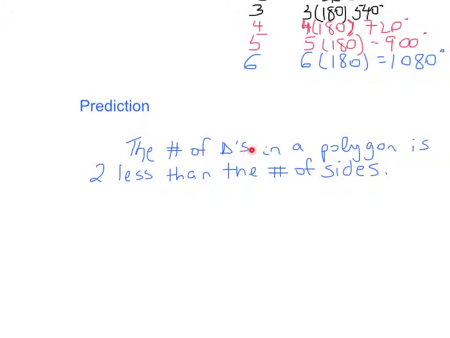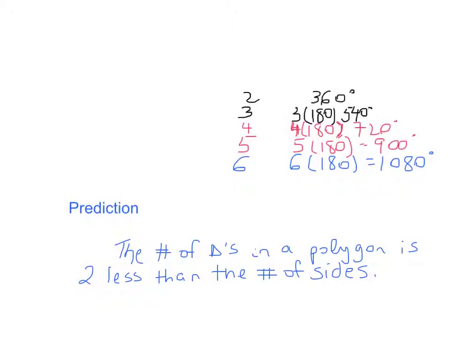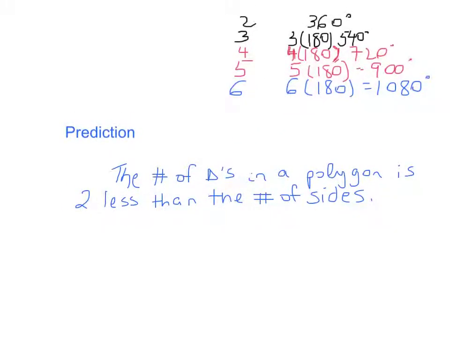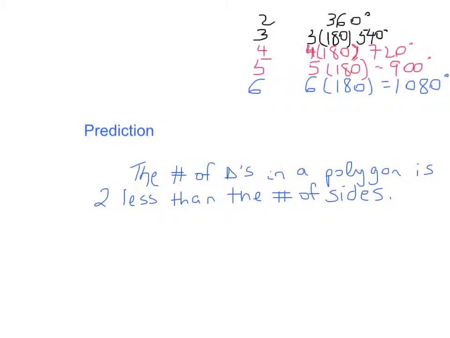So the number of triangles in a polygon is 2 less than the number of sides. Alright, so if we go back up here and we look, we have 1 triangle in a triangle. It has 3 sides. In a quadrilateral, we can draw 2 triangles. In a shape with 5 sides, we can draw 3 triangles. So the number of triangles that you can draw inside a polygon is always 2 less than the number of sides of that polygon. Alright, now let's write an equation for this, remembering that S means the sum of the interior angles and N means the number of sides.